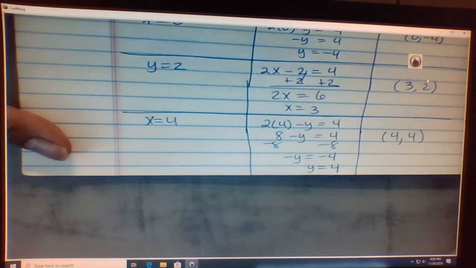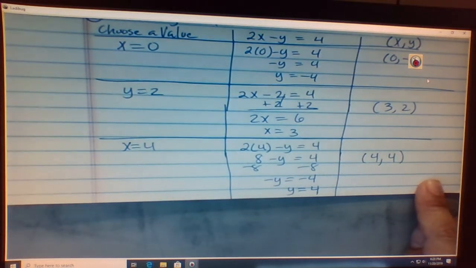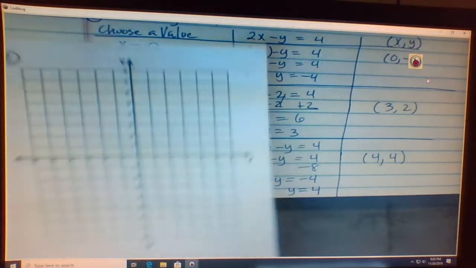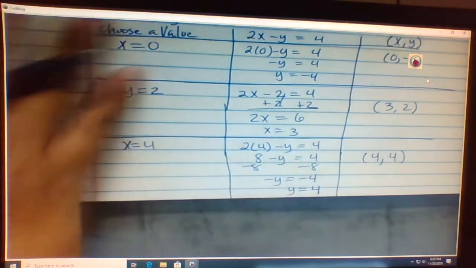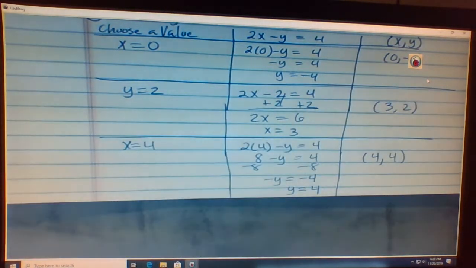Okay. So I have my 3 points. I know you have one that's different, but let's just graph this. If you picked a 1 or 3, a negative something, our graphs should still look the same.